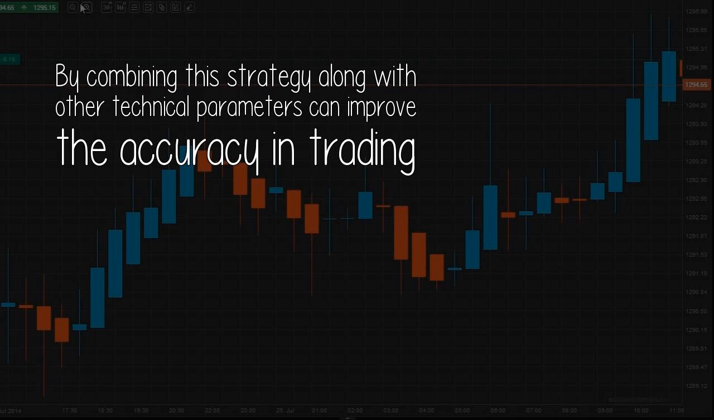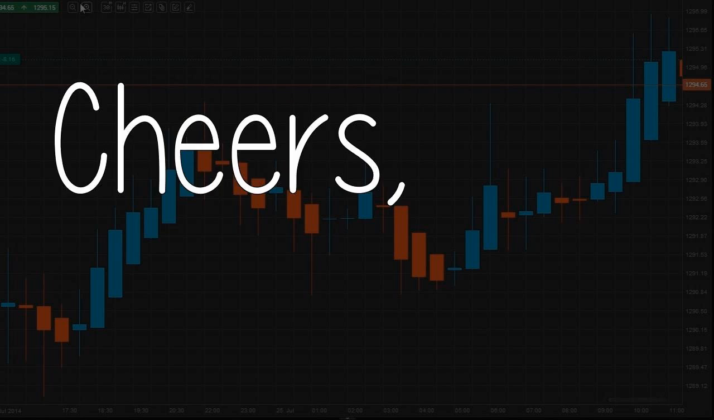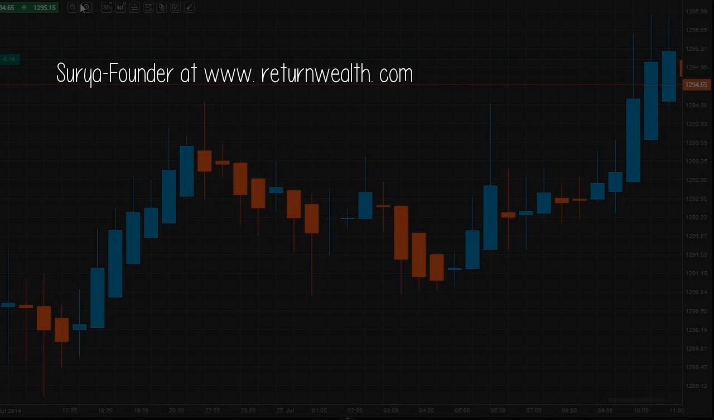Combining this strategy with other technical parameters can improve the accuracy in trading. Cheers, Surya, founder at www.returnwealth.com.